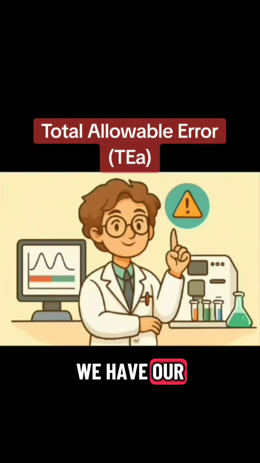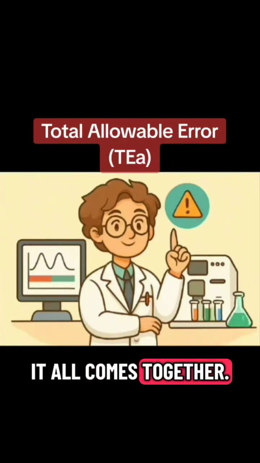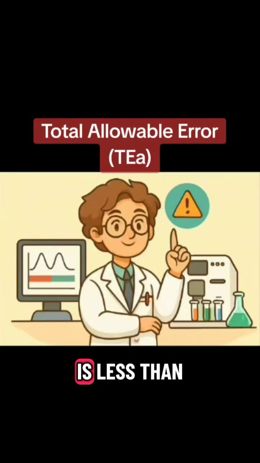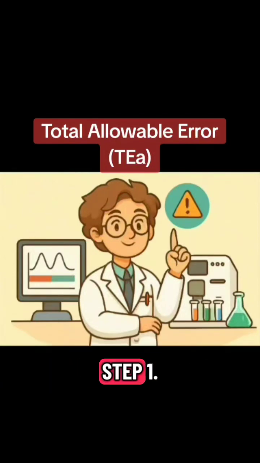Okay, so now we have our total error, our TE number. Now for the moment of truth. Step 4, compare TE to T. This is where it all comes together. The rule is simple. If your calculated total error, the error you actually observed, is less than or equal to your total allowable error, the limit you set back in step 1, then the method passes. TE is less than or equal to T.